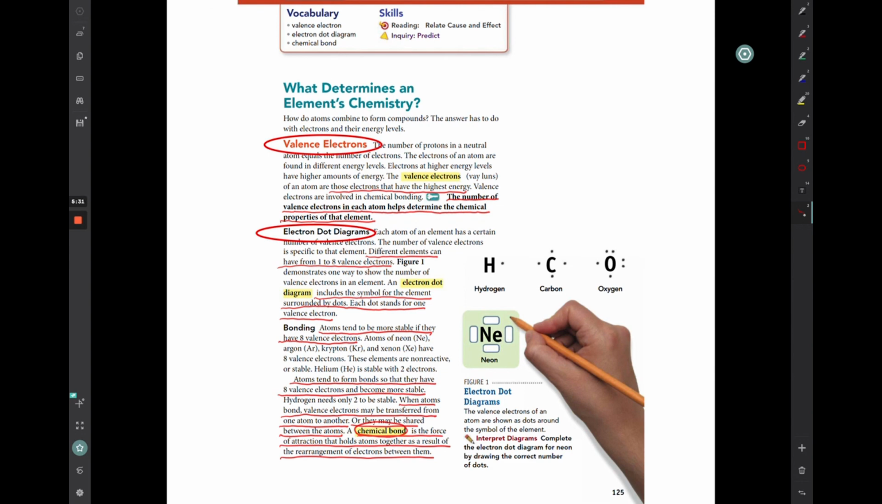Neon has 8 valence electrons. So when we want to put in the valence electrons, we would go 1, 2, 3, 4, 5, 6, 7, 8. And that would be the electron dot diagram for neon.